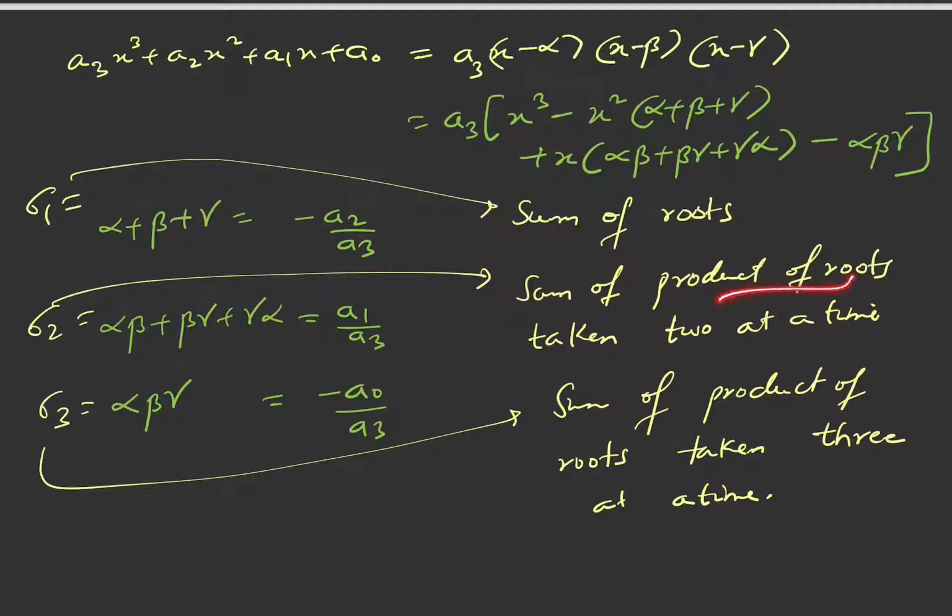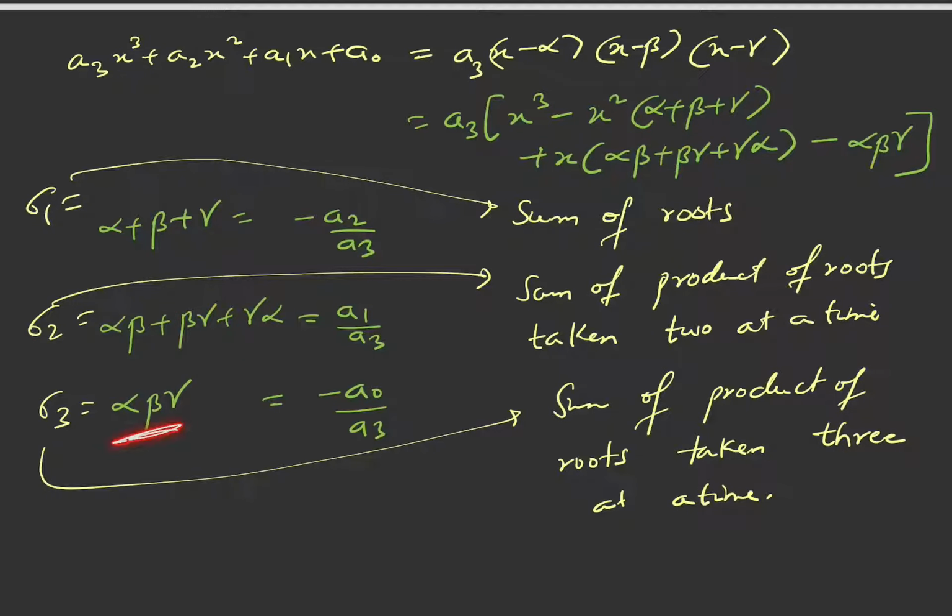So you can see sum of product of roots taken 2 at a time. If you take all possible 2 roots at a time, you will get alpha beta, beta gamma, alpha gamma. These are the only possibilities of taking 2 roots at a time. You write their product of roots taken 2 at a time and you just sum them. So you will get alpha beta, beta gamma, gamma alpha as the product of roots taken 2 at a time, and you just sum them.